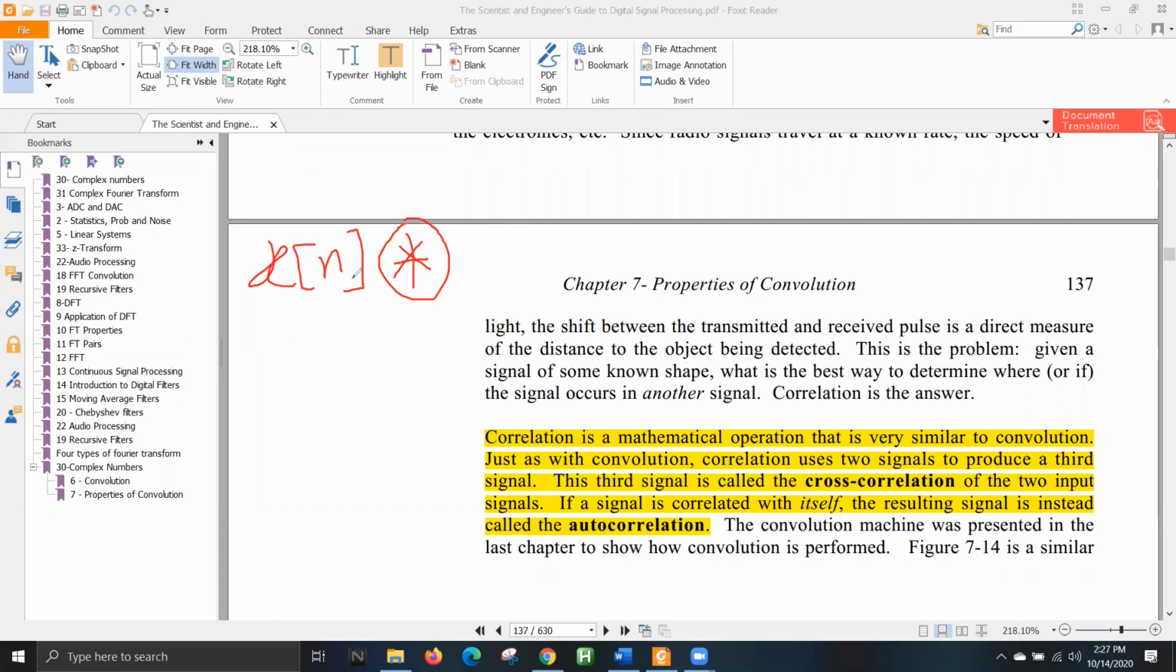If you perform x[n] with h[n] correlation, then it is called cross-correlation when it is a different signal. But if you perform x[n] with x[n], then it is called autocorrelation, correlating with itself. So that is called autocorrelation.